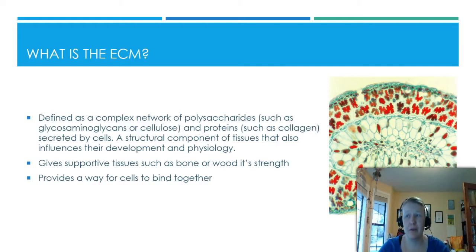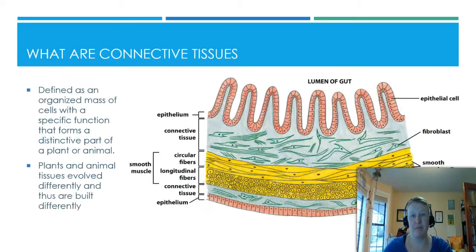One of the main components of this is the ECM, which is the extracellular matrix. And it's defined as a complex network of polysaccharides, proteins, and other components that are secreted by the cell. And it's kind of like the glue that holds things together. And this is what gives us the support in tissues such as bone or wood. It gives us our strength, it gives us our flexibility in our skin, and it's a way that holds the cells together. And you can see how there's a variety of cells within that, and we're going to talk about that in topic 3. Right now we're just talking about how the cells come together.